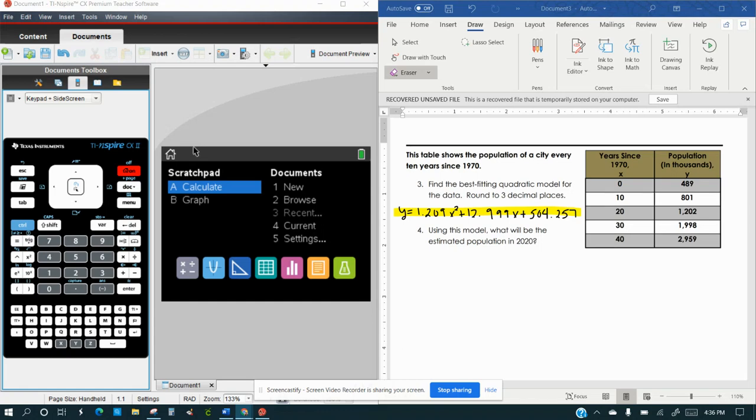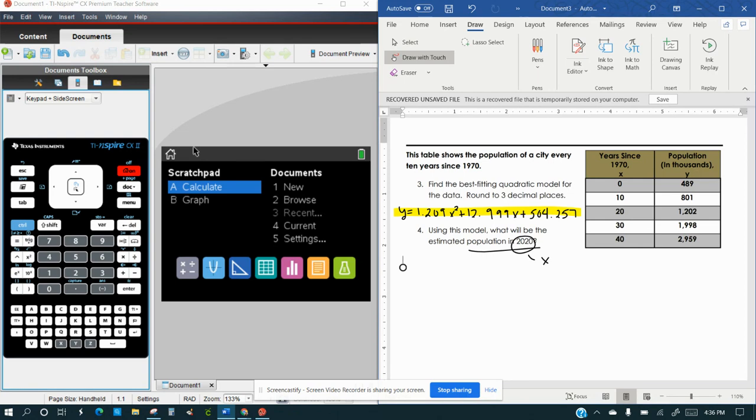In a previous video, we found the quadratic regression that best modeled the population of this city every 10 years since 1970. So the next part is, using this model, what will be the estimated population in 2020? So they're going to have to give us either the x or the y value in order to estimate one or the other. So they're giving us the population in 2020. That's what I want to know. So 2020 is a year, so that means this has to be x.